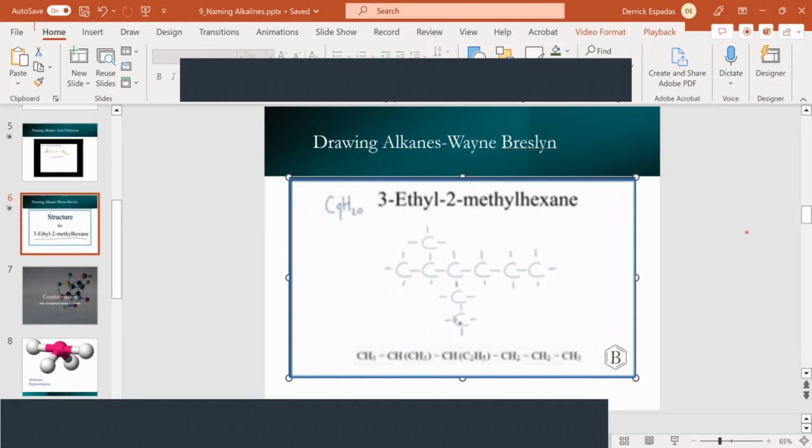It doesn't really matter if we put this on the bottom or the top because these single bonds rotate. This is Dr. B with the structural formula for 3-ethyl 2-methyl hexane, and the molecular formula for 3-ethyl 2-methyl hexane is C9H20.